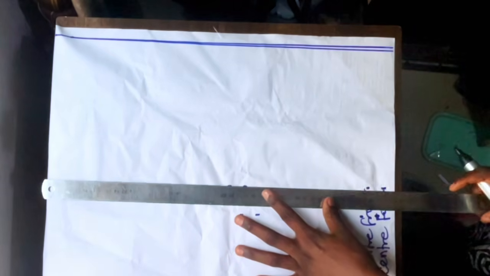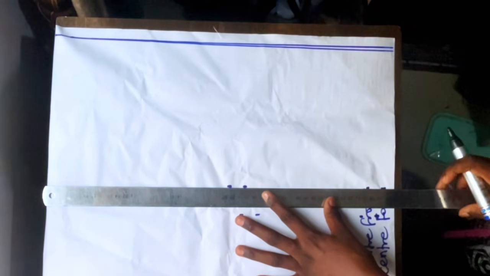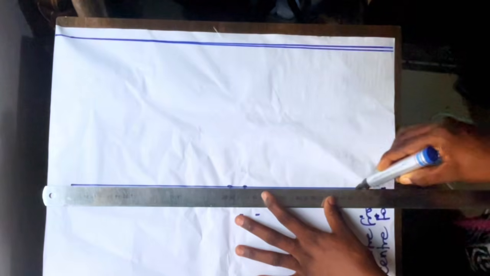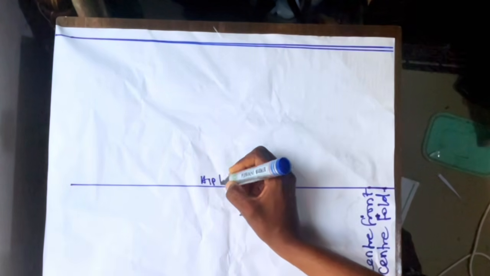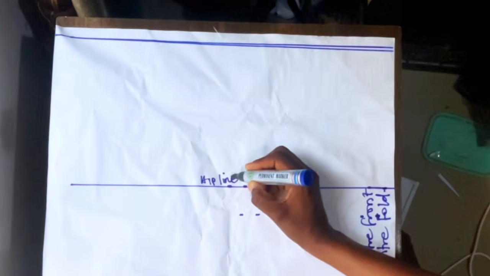Remember that hip line varies per person. Your hip line can be 7, your hip line can be 8, your hip line can be 9, your hip line can be 10. So remember that it varies per person. So let's write hip line. I think this is going to be outside the measurement.